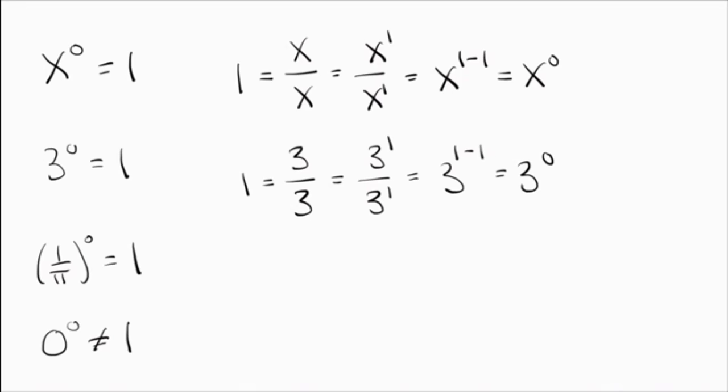So we start out the same. We do 0 over 0. The problem is, you remember from your classes that you cannot divide by 0. So 0 over 0 not only does not equal 1, it doesn't equal any number. It's undefined. So already we're stuck, and we can't do the same process. So this is why 0 to the 0 is not equal to 1.